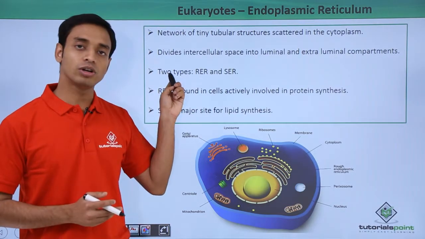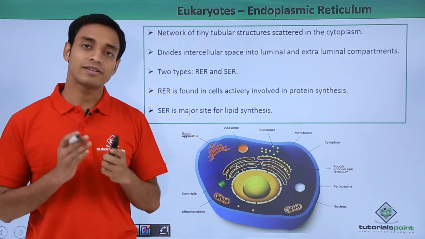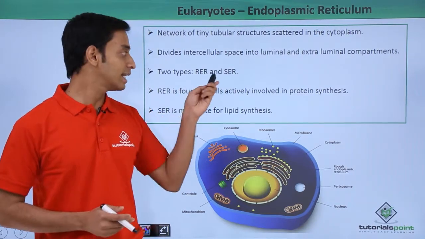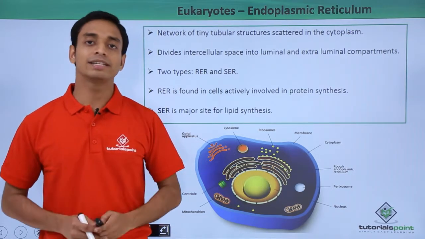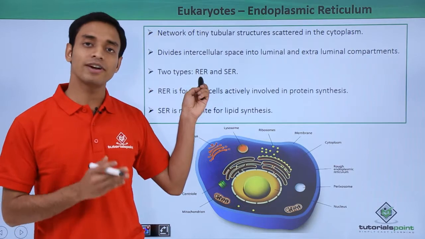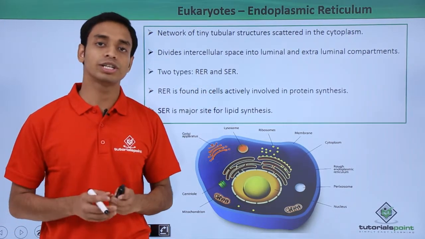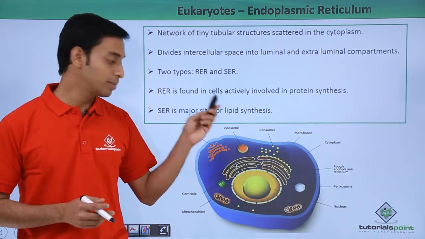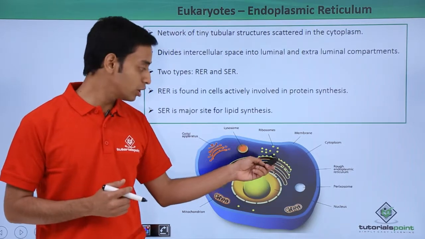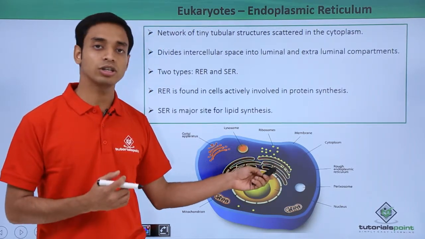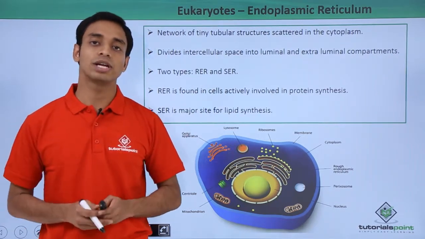The endoplasmic reticulum is present in two forms. First is known as RER, that is rough endoplasmic reticulum, and the second is known as the SER, that is smooth endoplasmic reticulum. Why are they named so? RER is known as rough endoplasmic reticulum because of the fact that the ribosomes are associated with this type of endoplasmic reticulum. As you can see over here, these are the RER, as it is giving a rough texture to this image of the endoplasmic reticulum. Hence, it is known as RER.